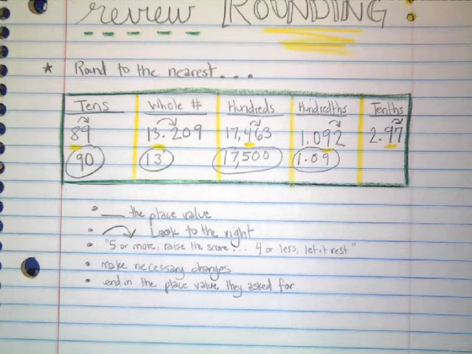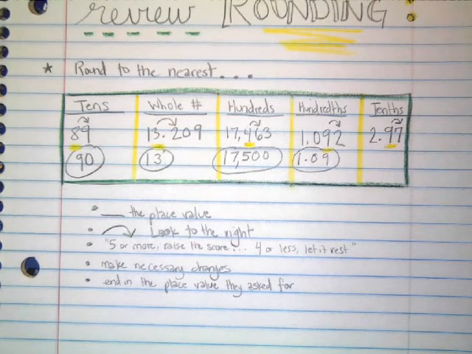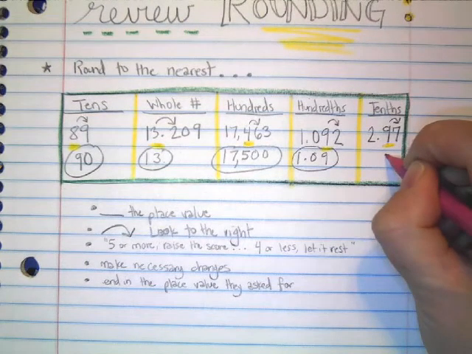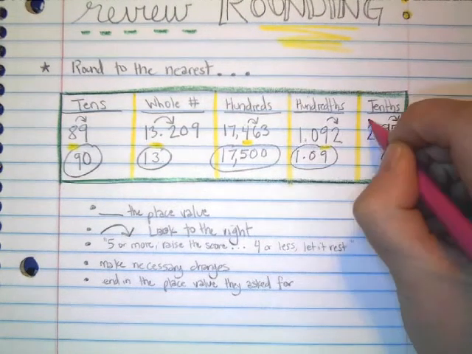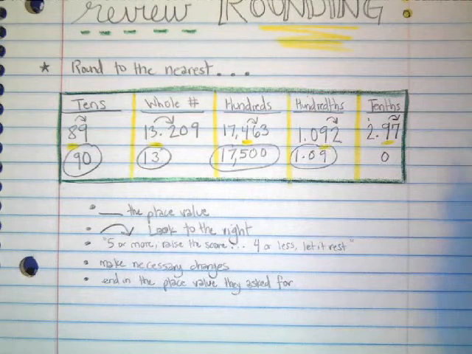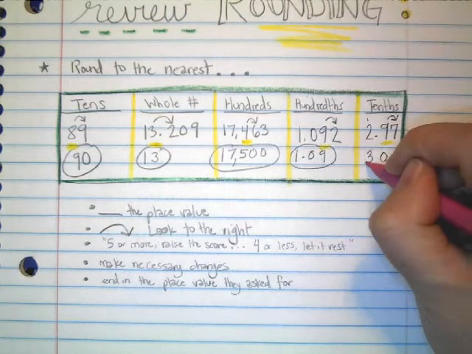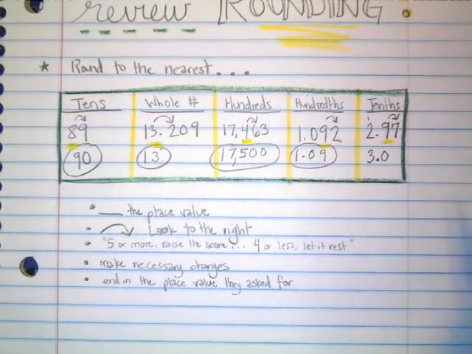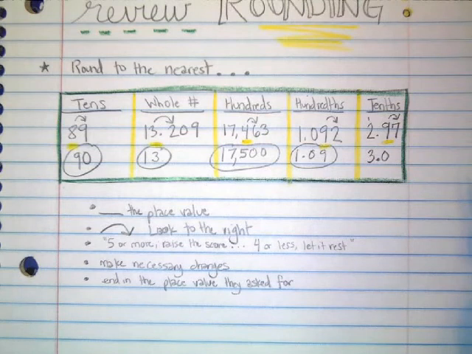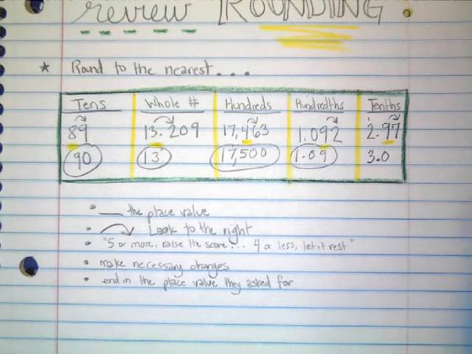How do you change a 9? Oh, it changes to a 10, right? So you have to put the 0, because only one digit can fit in each place value. So you put the 0 and you carry the 1. And now 2 and 1 make 3. The decimal has to stay.